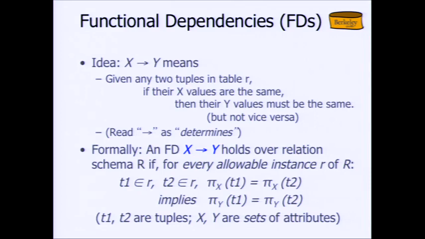If for every allowable instance little r of R, so little r now is a table full of data, an instance of the relation, if t1 is a tuple in little r, and t2 is a tuple in little r, and when you project t1 to X, it's the same as when you project t2 to X, that means they match on the X columns. It implies that project t1 to Y equals project t2 to Y. They match on the Y columns. So this is just a careful way of saying what we had at the top of the board.